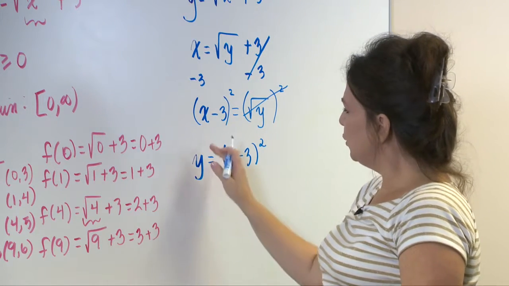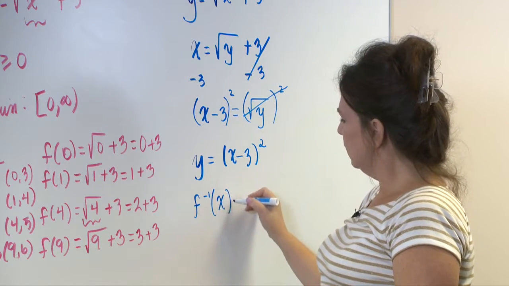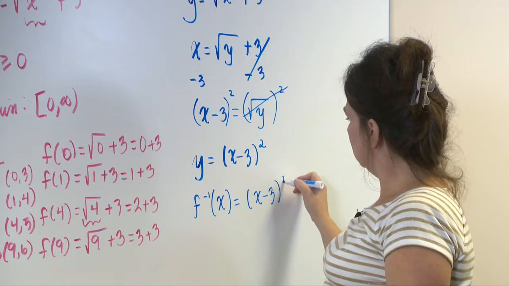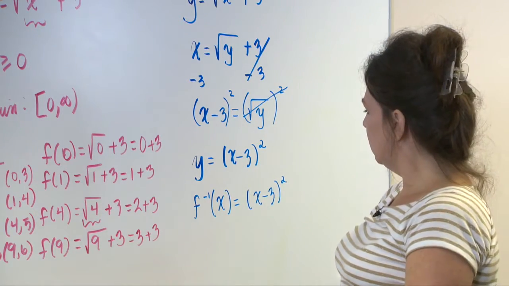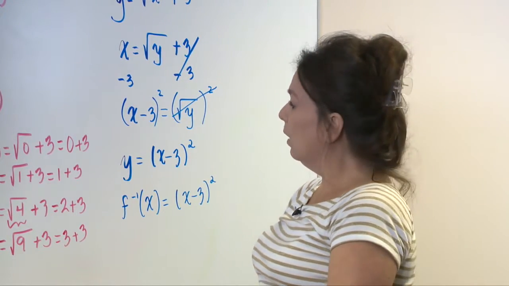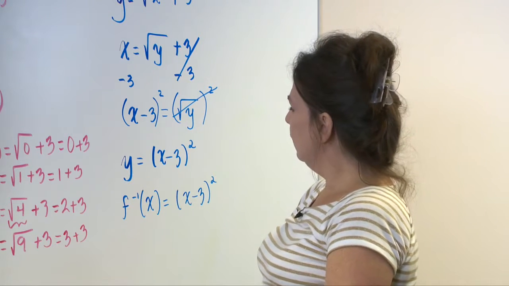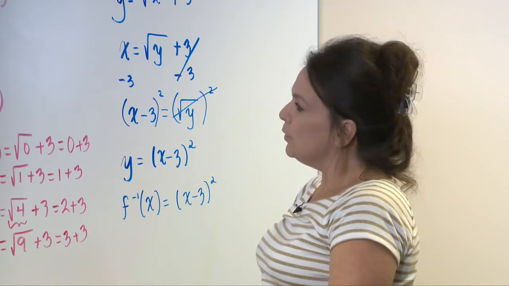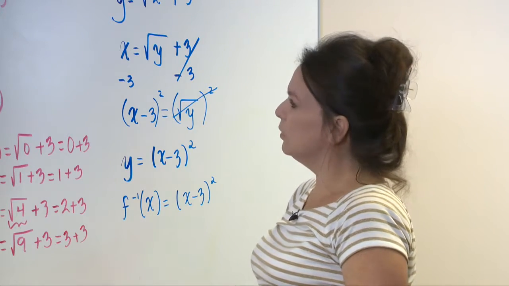And then I'm going to replace y with f inverse of x. So the inverse function is (x minus 3) squared. And so this is a parabola shifted 3 units to the right. I can also make a table of values for this function and plot some points. So if I do that, I need to consider the domain of the inverse function.